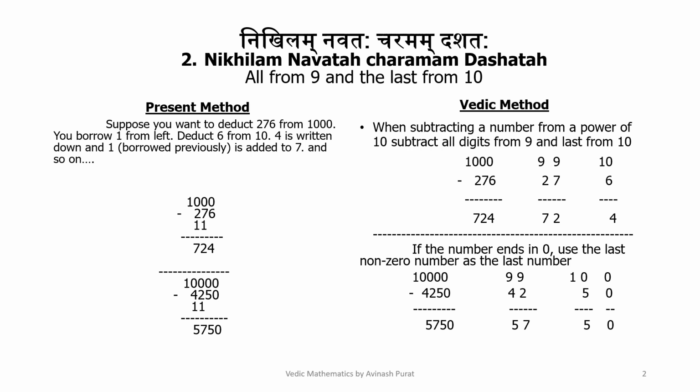So 10,000 minus 4250 is calculated like this: 9 minus 4 is 5, 9 minus 2 is 7, 10 minus 5 is 5, and 0 minus 0 is 0.